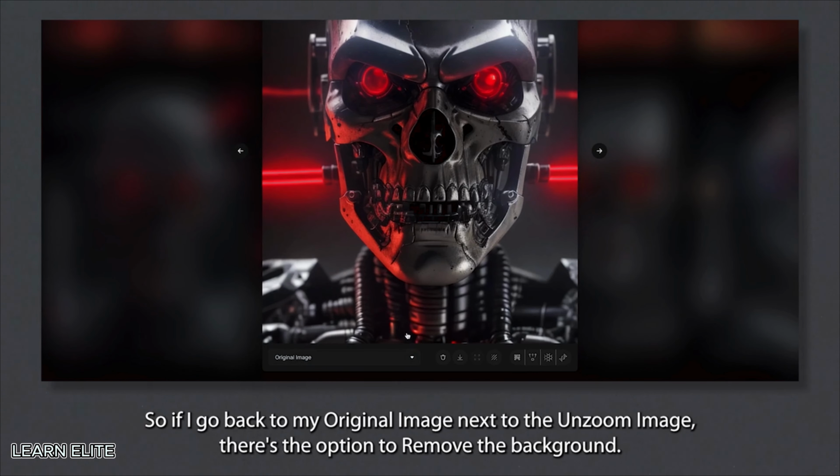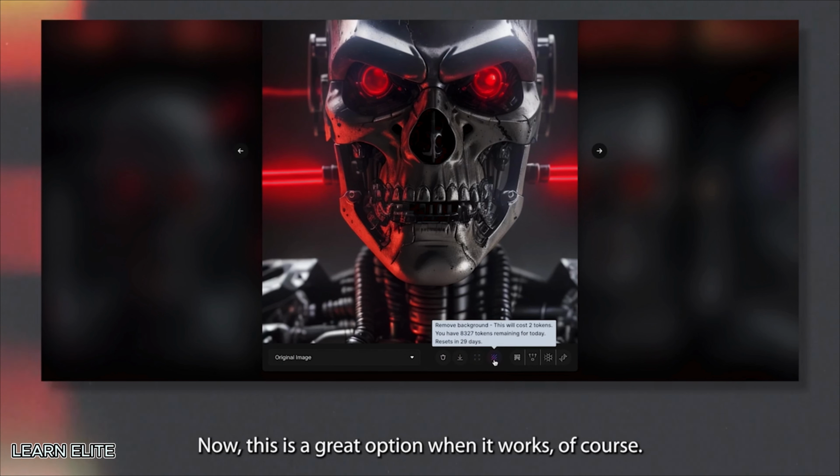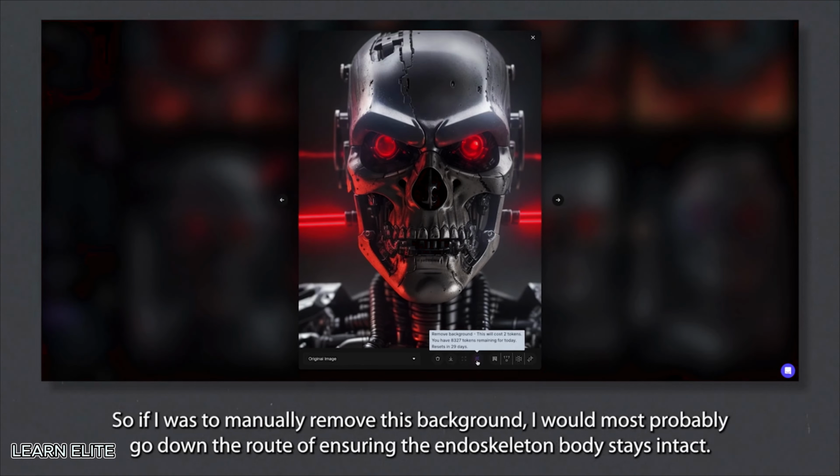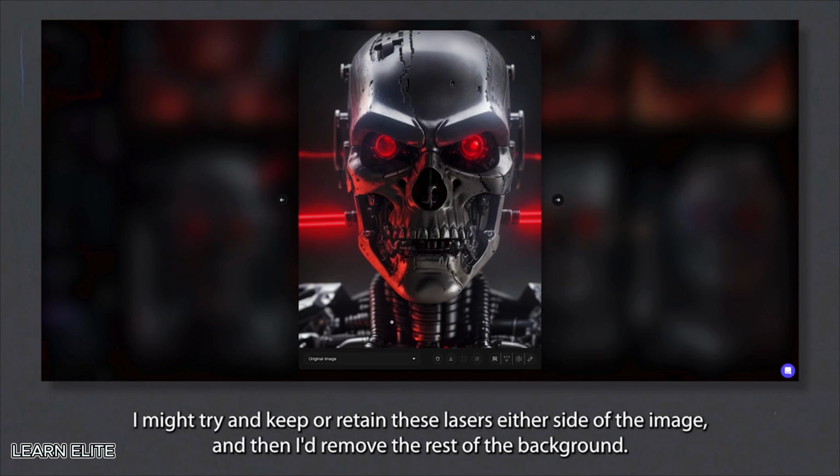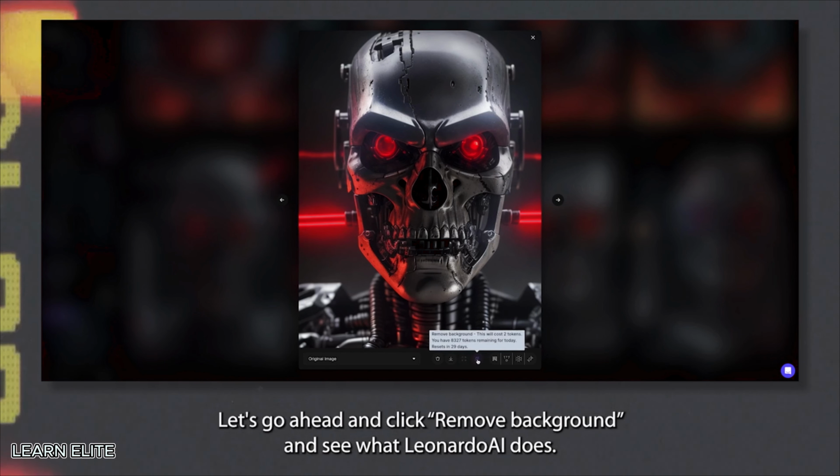So if I go back to my original image, next to the unzoomed image there's the option to remove the background. Now this is a great option when it works, of course. So if I was to manually remove this background, I would most probably go down the route of ensuring the endoskeleton body stays intact. I might try and retain these lasers either side of the image, and then I'd remove the rest of the background. Let's go ahead and click remove background and see what Leonardo AI does.